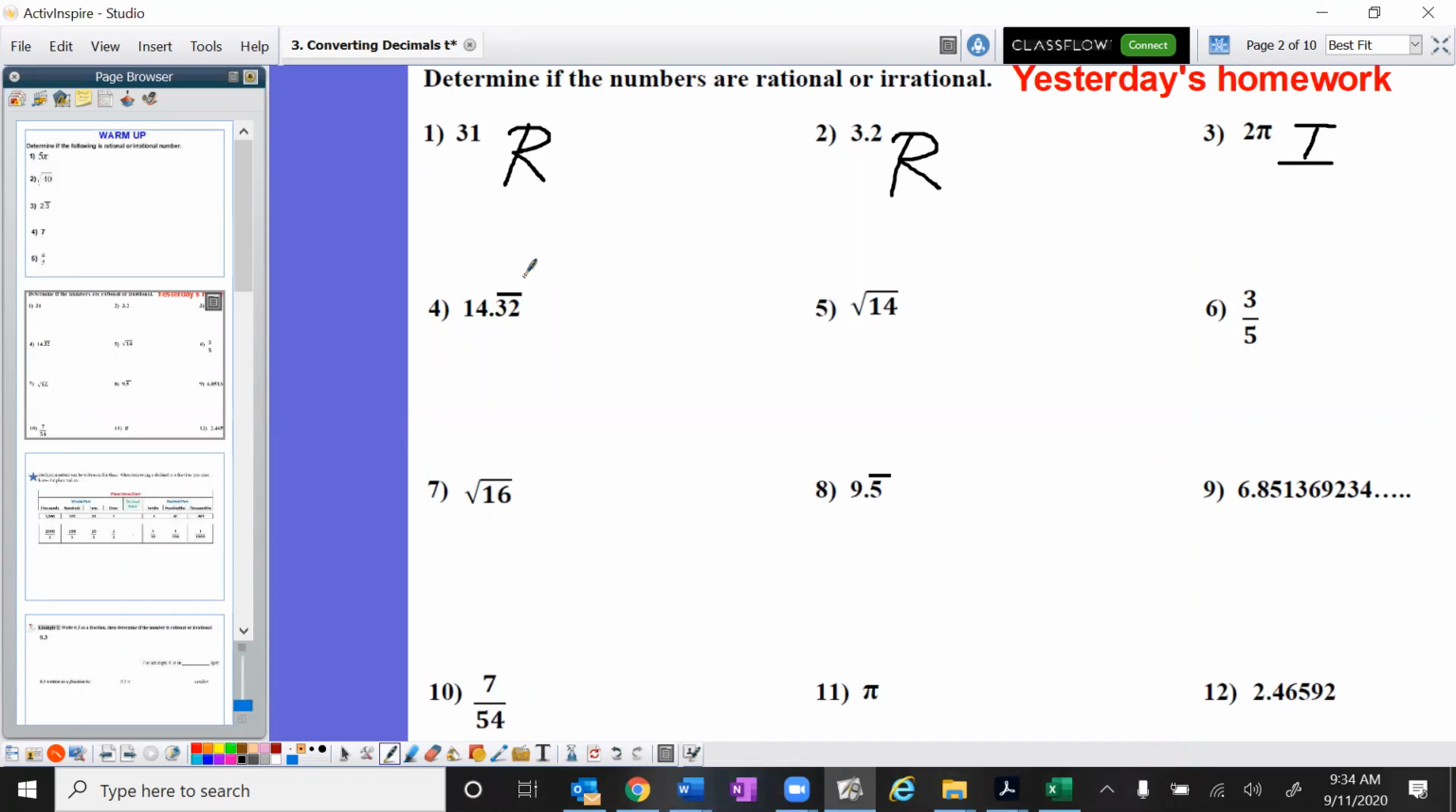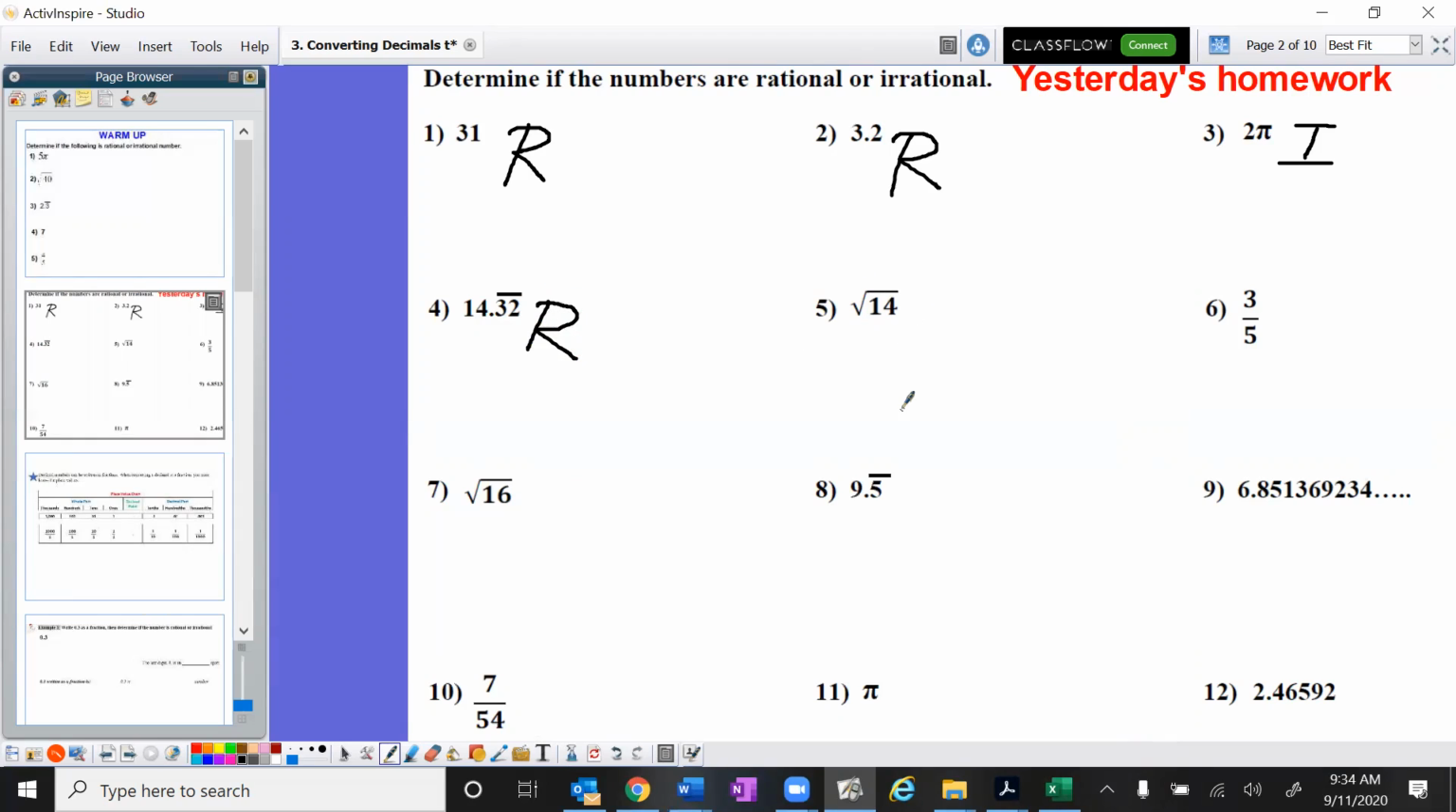14.32, and this line above the 32 is telling me that the 32 is repeating. So next is 32, 32, 32. Remember, if you can predict the behavior, the number is acting very rationally. It knows what it wants to be. So 14.32 with the 32 repeating means it's rational.